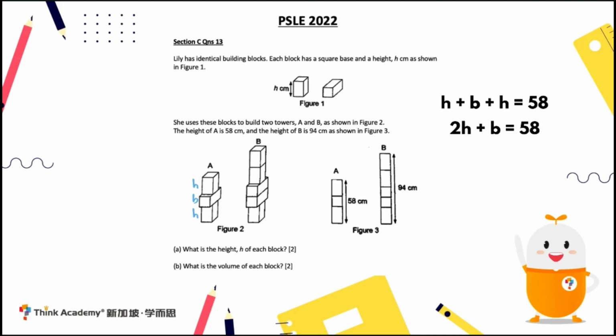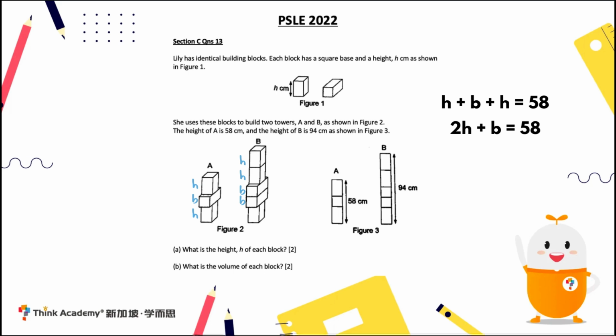What about our second one? We have the height, base, height. So let us form our second equation. We have the height, base, height. And this gives us 94 cm.